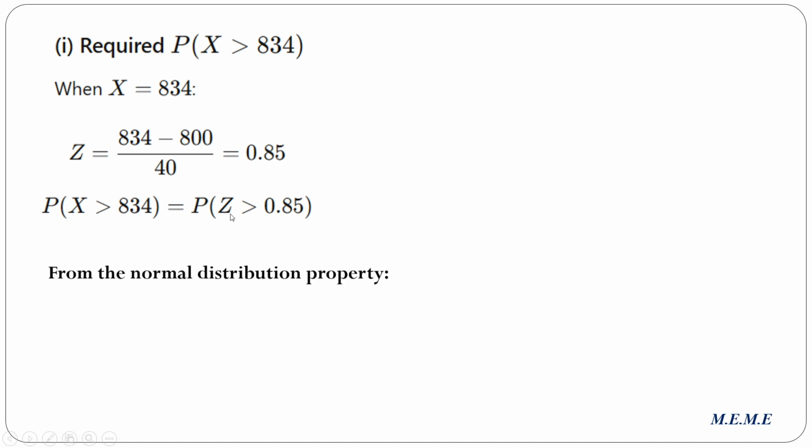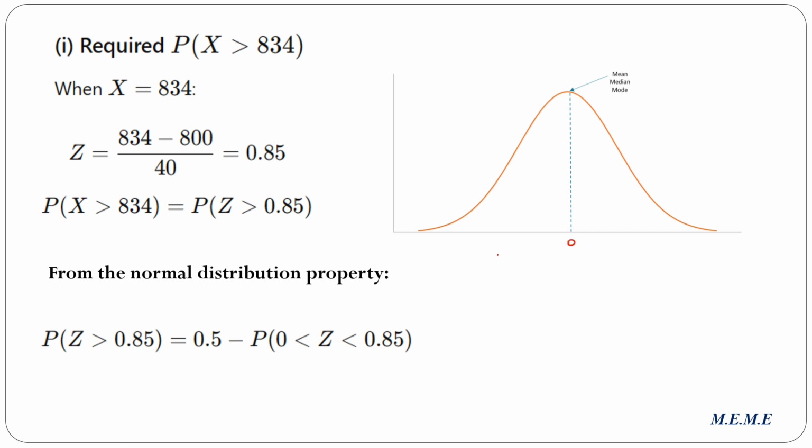See how we are going to find the probability of Z greater than 0.85. From the normal distribution property, we write this as 0.5 minus the probability of 0 less than Z less than 0.85. How do you know? See, this is Z equal to 0. The area under this bell curve is 1, so the mean divides this area into two equal parts, 0.5 and 0.5. Now we mark 0.85 here. The question asks for greater than 0.85. The total value is 0.5, and we need only this part. So the total value minus this value equals the area greater than 0.85: 0.5 minus the probability of 0 less than Z less than 0.85. So what is the value?